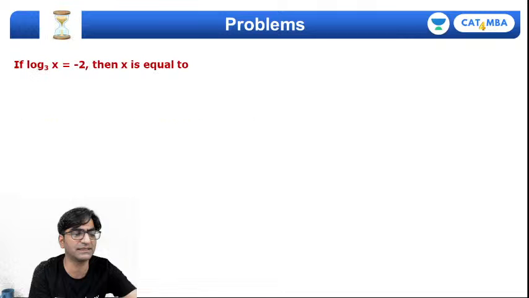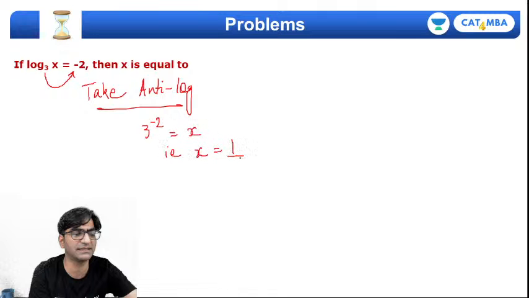Okay, let's see a simple question. If log x in the base 3 is equal to -2, then what is the value of x? We have to find x, so what do we do? We take the antilog. If you take the antilog, then 3 raised to the power -2 would be x, which means x is 1 by 9. It's a very simple question. If log x is -2, then clearly x should be equal to 1 by 9.